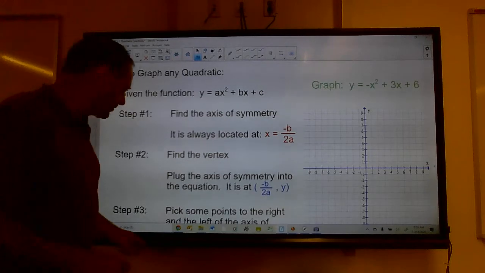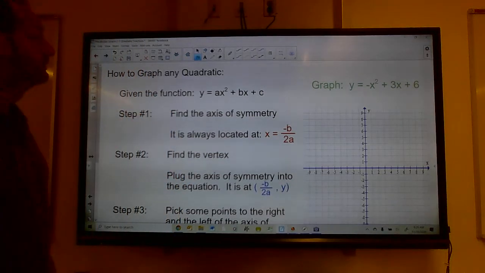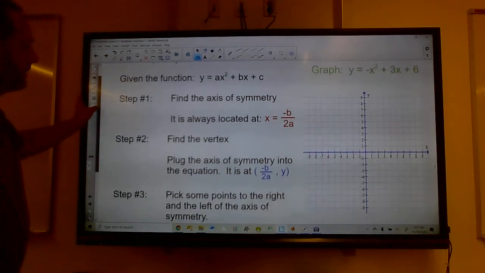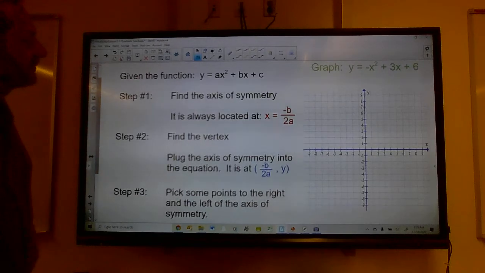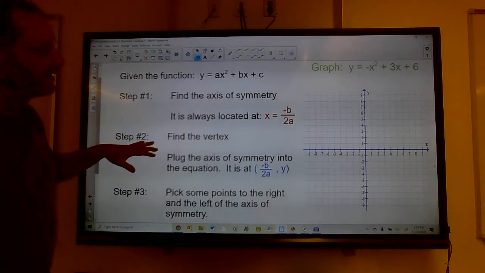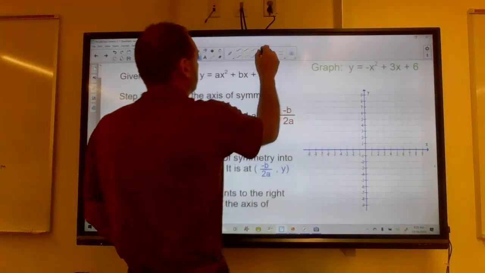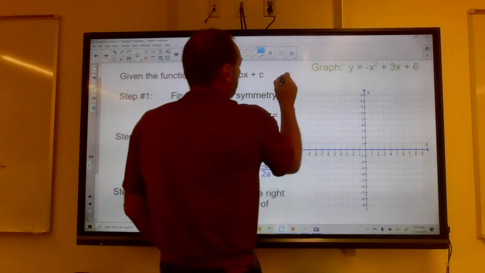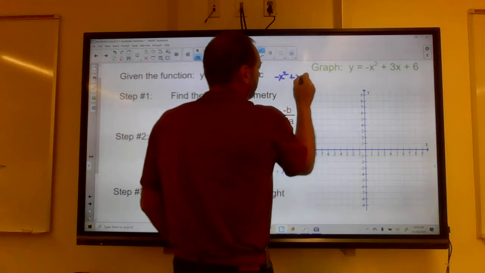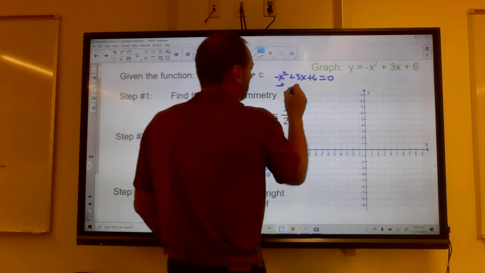Okay, now this is what you're really going to need to be able to do. I promise you this is going to be on your test. How to graph a quadratic equation. Given the function y equals ax squared plus bx plus c, find the axis of symmetry. That's the first step. Now, here's what people always want to do. I even had somebody do this on a calculus test the other day. They go, let's see, I want to solve this. So x squared plus 3x plus 6 equals 0. And then they'll move this over here.